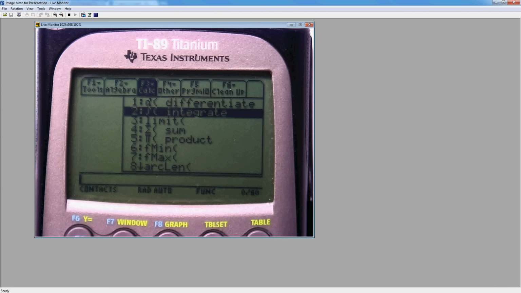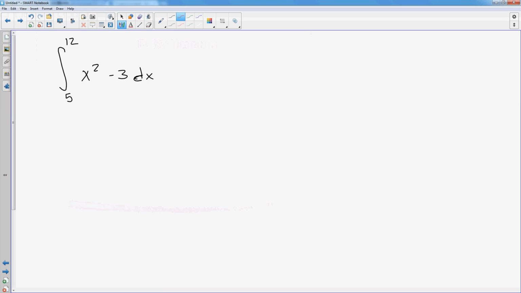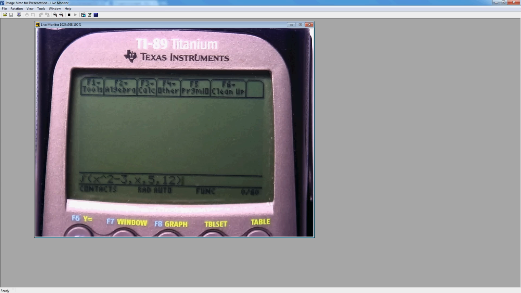So this is an antiderivative or an integral, so I'll integrate. And then I'll type in the function x squared minus 3. Then you have to tell it comma x, that x is the variable, comma 5, comma 12. Then you close parentheses. The way you punch it in a TI-89 is nowhere close to the way that you write it on paper. Here's how I write it on paper. Here's how I type it in on the TI-89. Now once I hit enter, I'll get my answer. And the problem people have is they forget that calculator syntax, the code they have to use to punch it in.